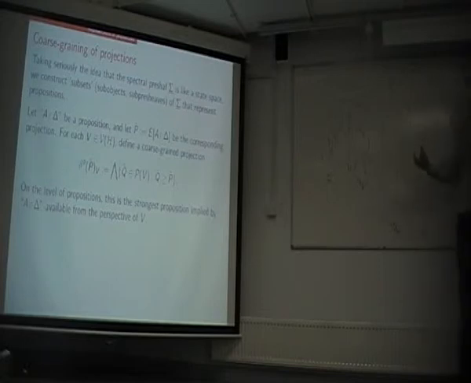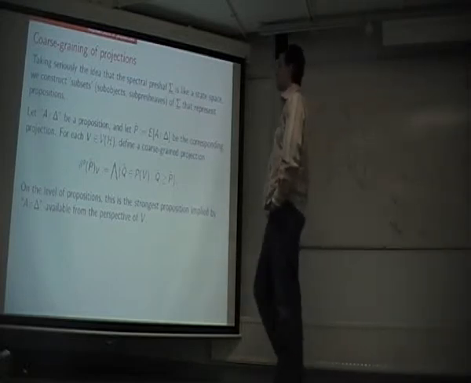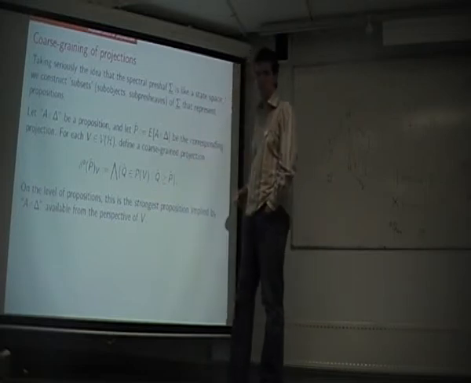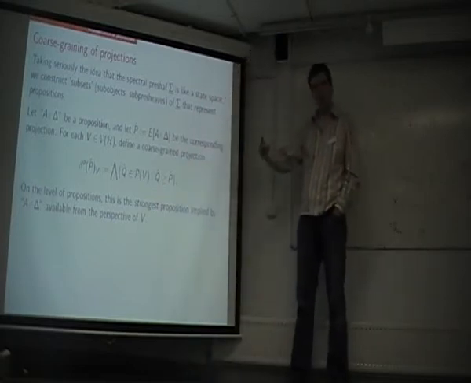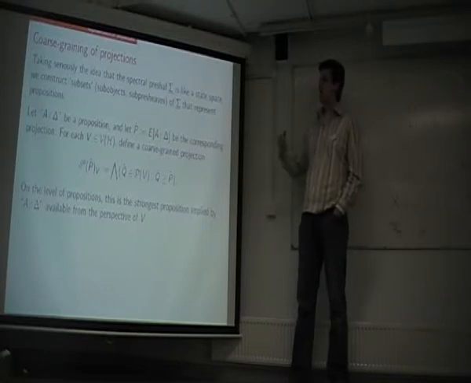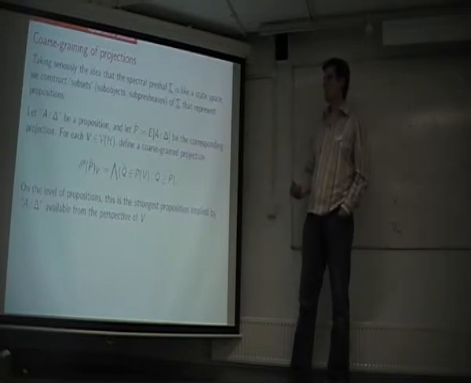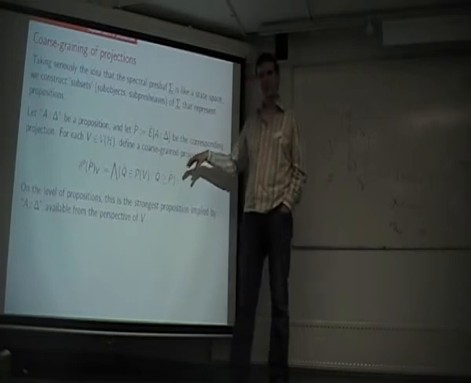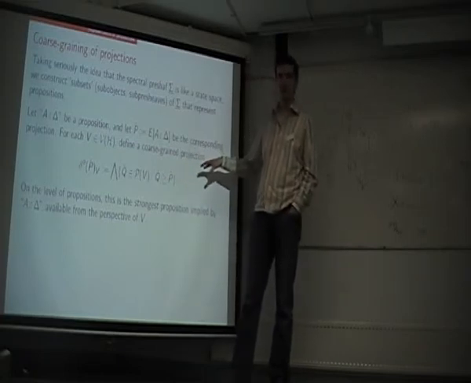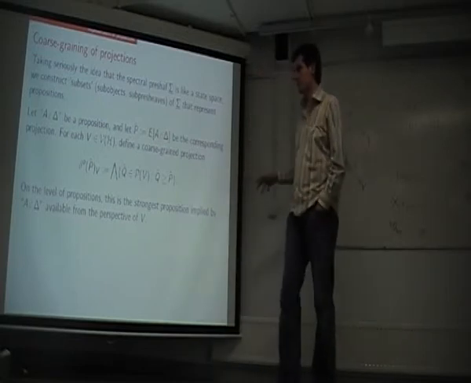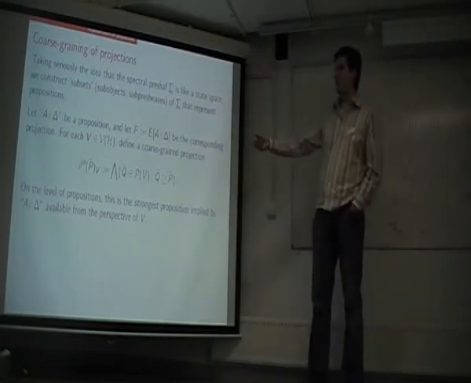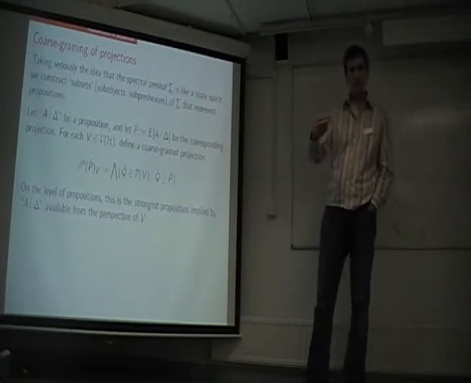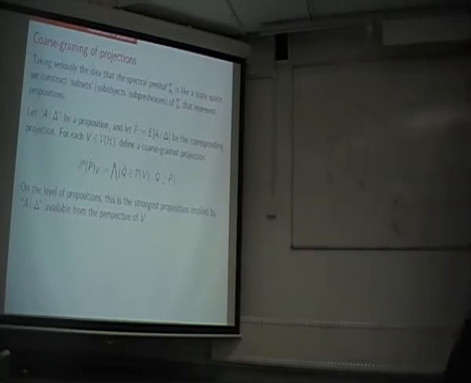So we start from such a proposition, "A is in Delta", and let P be the corresponding projection via the spectral theorem. And then for each context V, I define what you can call a coarse-grained projection. I simply approximate P from above by the smallest projection in V larger than or equal to P. At the level of propositions, this is the strongest proposition implied by "A is in Delta" which is available from the perspective of V. So I adapt the proposition to all these classical perspectives that I have.